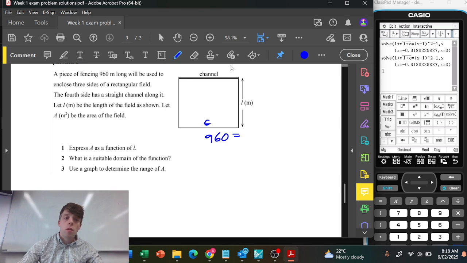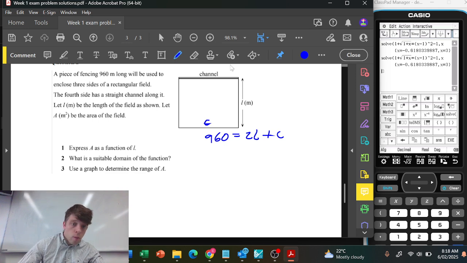And we know that the total perimeter, that's the fence. So the fence is going to be equal to, so 960 will be equal to 2 times L plus C. Right, so hopefully you can see where that equation came from. It's using the fact that the total distance around the outside is 960. All right, so the second sentence says, let L be the length of the field shown, and we're going to let A be the area of the field.